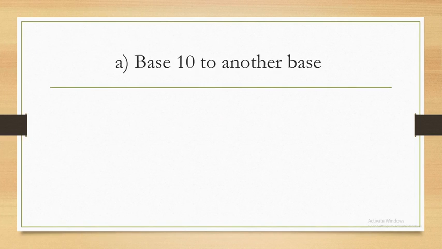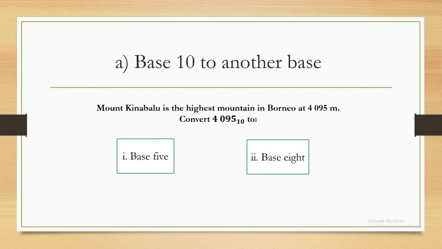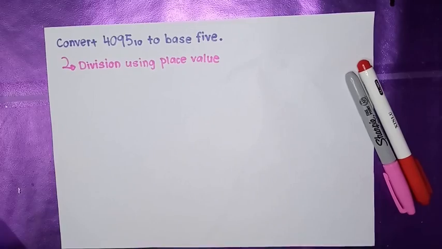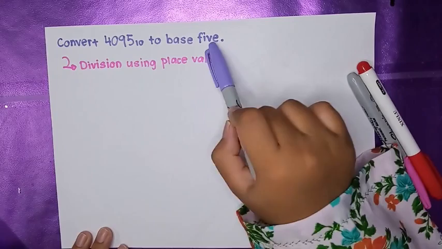For the first one, we're gonna look at base 10 to another base. We're gonna use the example just now. Mount Kinabalu is the highest mountain in Borneo at 4095 meters. Convert 4095 base 10 to first base 5 and second base 8. Okay, let's do it together. For the first example, how to convert 4095 base 10 to base 5.